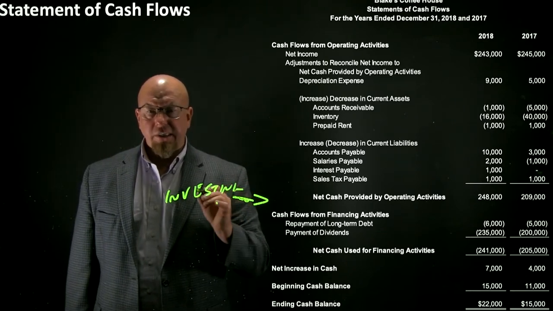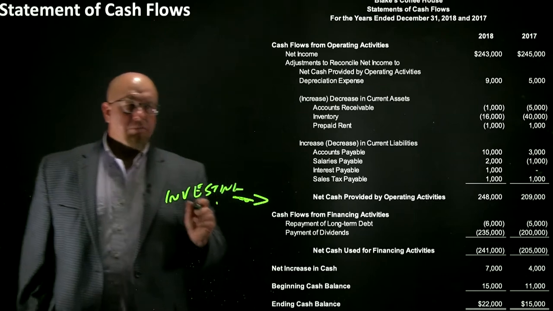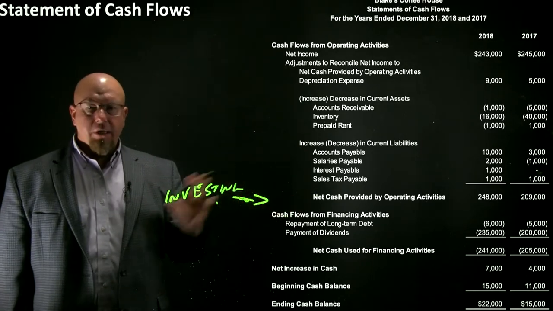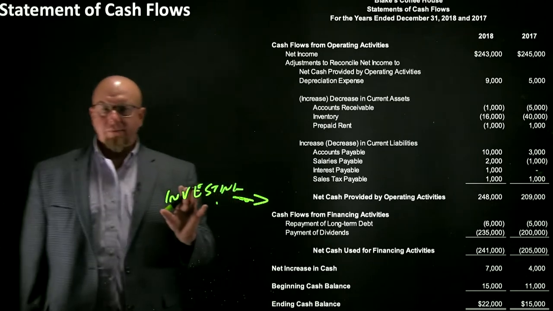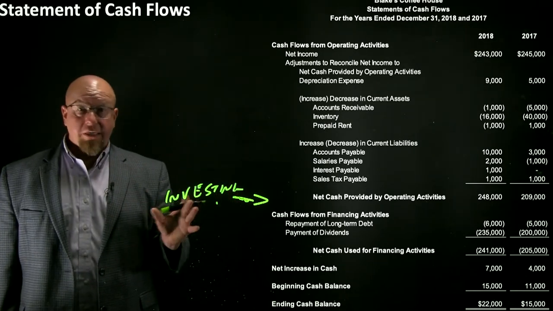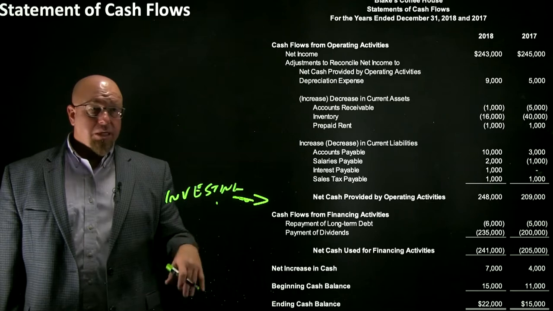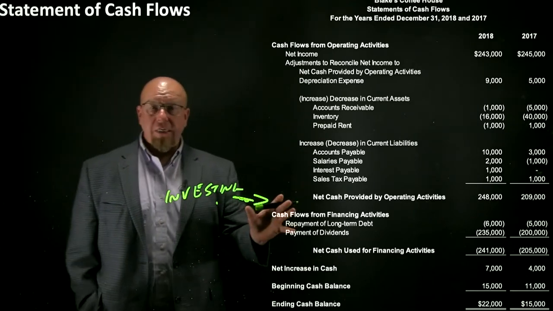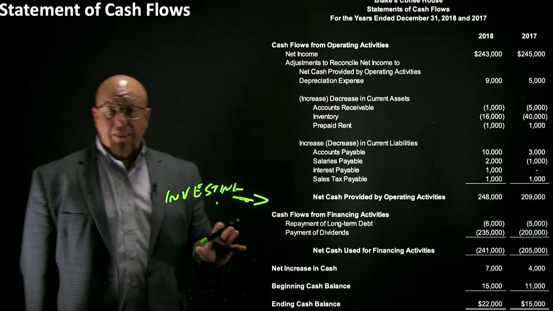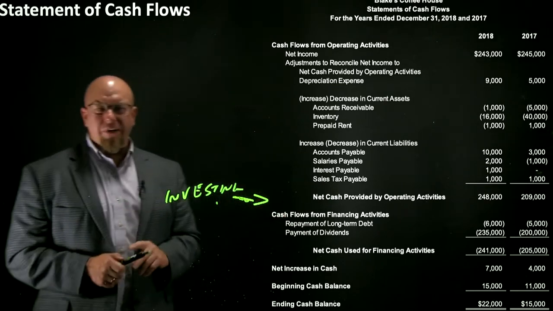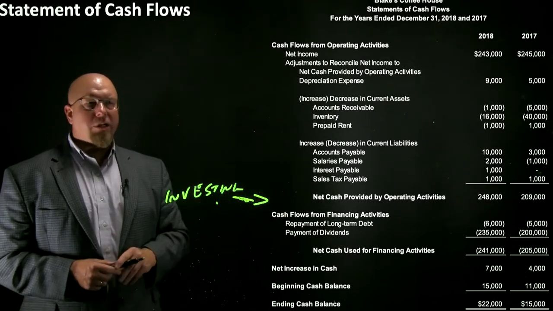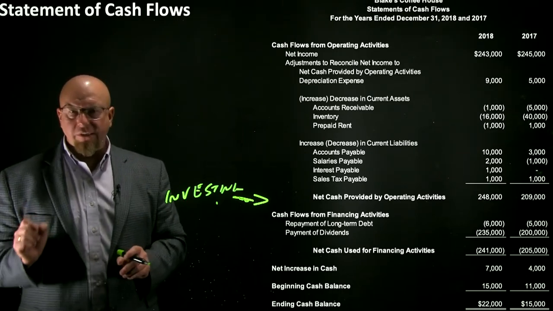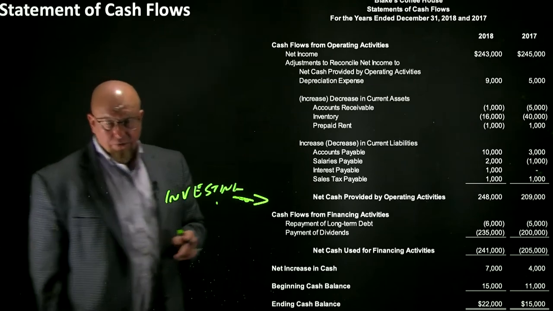And the investing section would depict purchasing long-term assets, selling long-term assets. But let's just pretend that this is an established business. They did not have the need to buy any furniture or new equipment or anything like that. And they also did not sell any long-term assets. So we're just kind of skipping the investing section. As we progress in our studies later in the semester, you'll see plenty of examples where we have an investing section in the statement of cash flows.